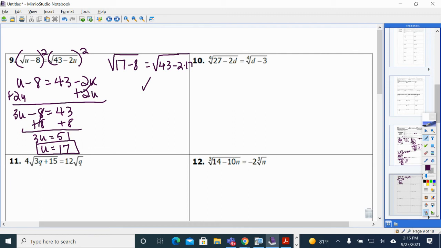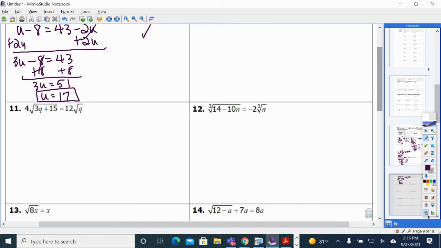All right. Looking at number 11. Again, we have radicals on both sides. There's no way to isolate that. So the one thing that I could do is divide both sides by 4. We could totally kind of simplify this just a little bit. It's still not going to be perfect.